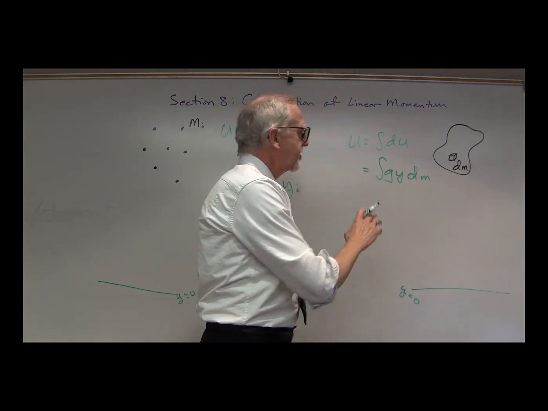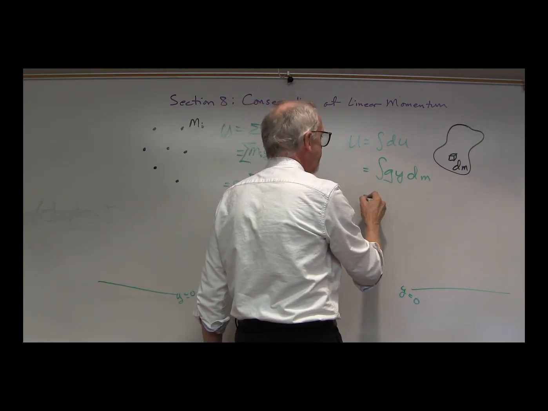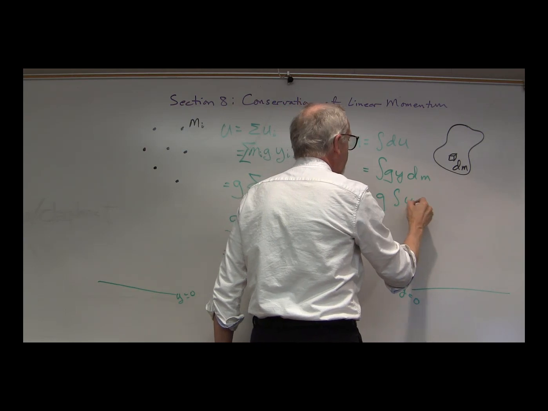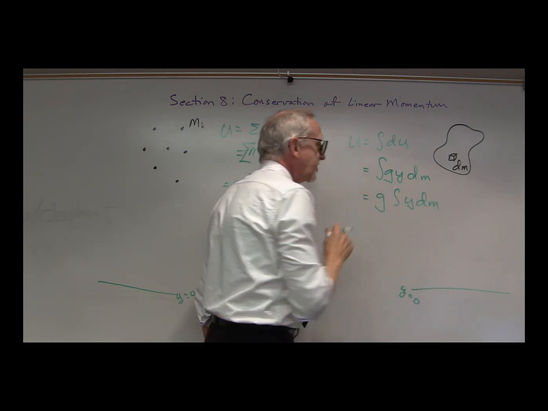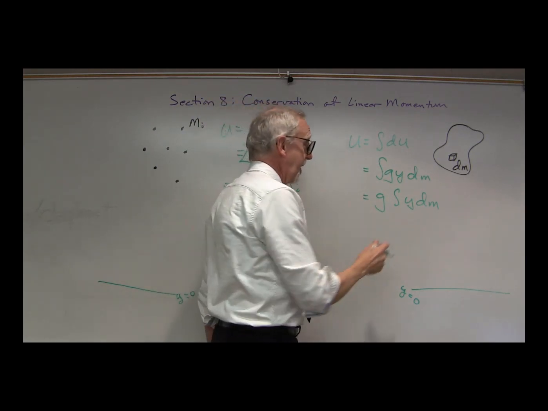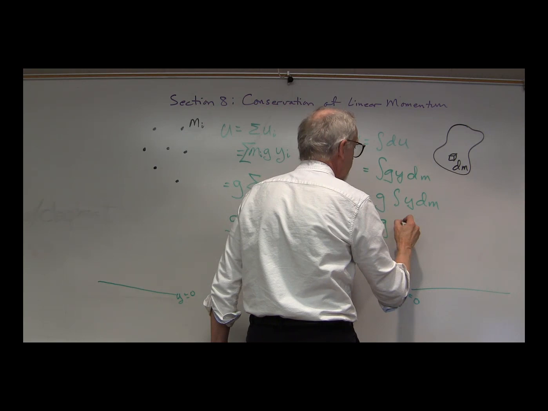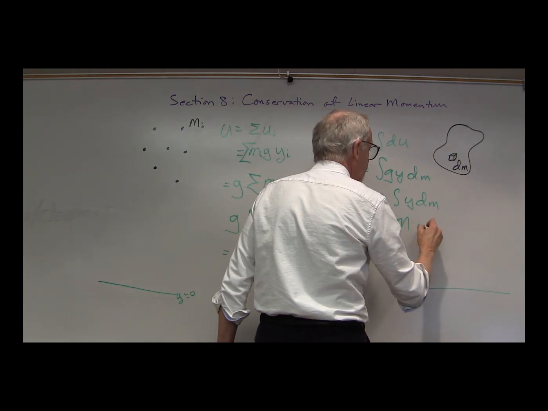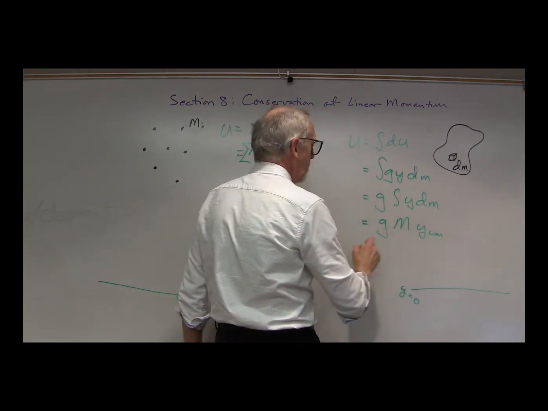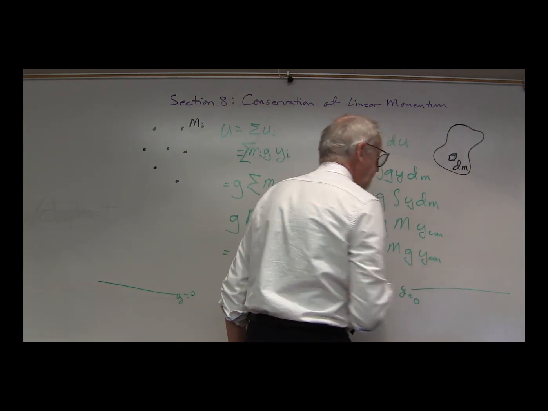And then what do we get on this side? Well, again, assuming g is constant, pull the g out. This is g times the integral of y dm. But what's that? That is exactly the y component of the center of mass for a continuous system. So this is g times the total mass times y cm, or mg y cm.